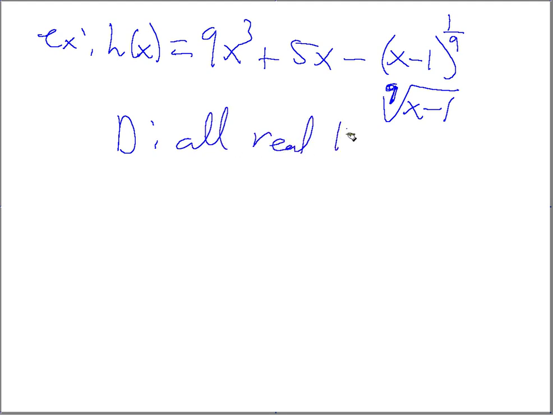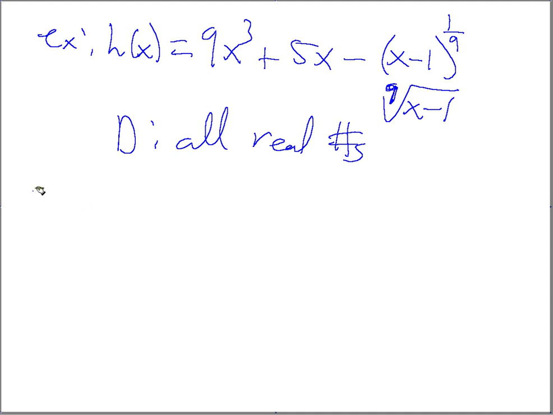There's really no work to show in that situation. So not too bad at all. Again, key is the root index. If it's odd, automatically all real numbers for domain. If it's even, we have to do some work. Set the inside bigger than or equal to 0, finish, and write the appropriate notation for it. Anyways, let's go ahead and do another graph here to finish out.